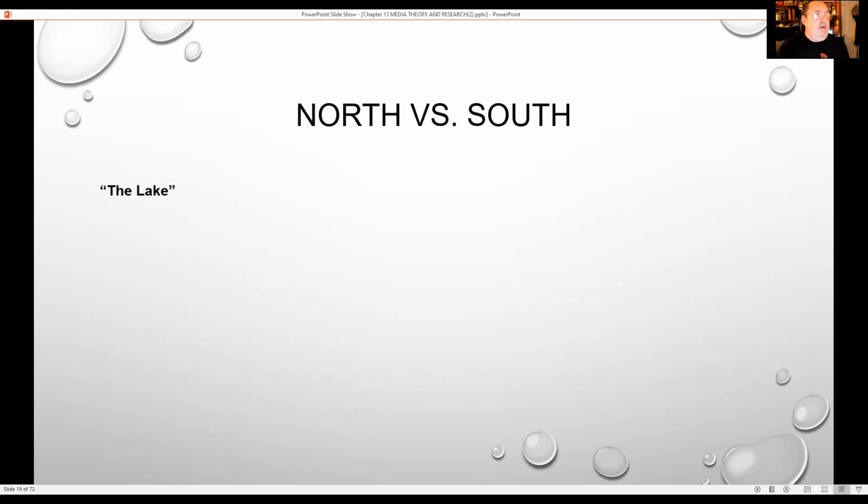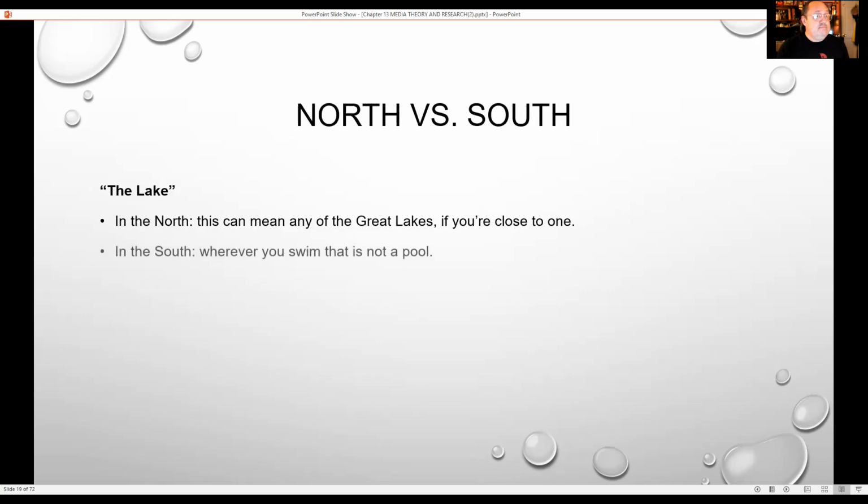You can Google it. The lake. Now, this is very true around here. In the North, this can mean the Great Lakes, if you're close to one, or just a large body of water, something bigger than a pond. In the South, it's wherever you go swimming. We go in a lake. Now, of course, we've got Lake Hartwell, but people who live near a large body of water are going to call it a lake. We're in a lake, down by the river. Over in Elberton, that's what they always used to say.